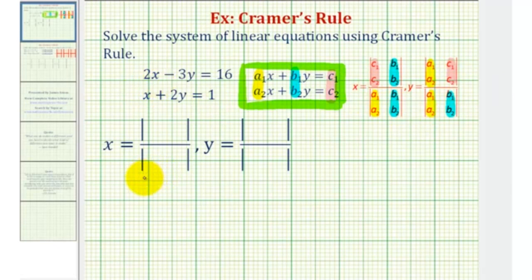And we'll start by writing in the elements for the denominators for both x and y. So again, using our formula, the first column will contain the coefficients of x, which would be positive 2 and positive 1, again for both x and y. And then the second column will contain the coefficients of y, which would be negative 3 and positive 2.